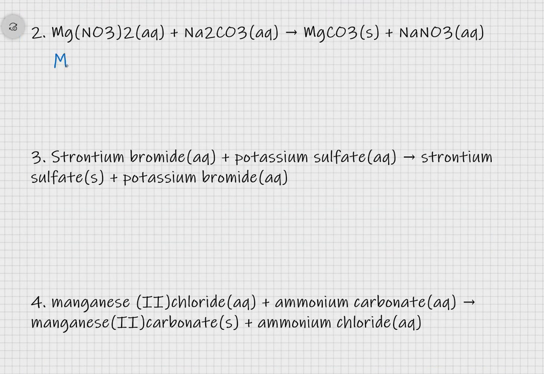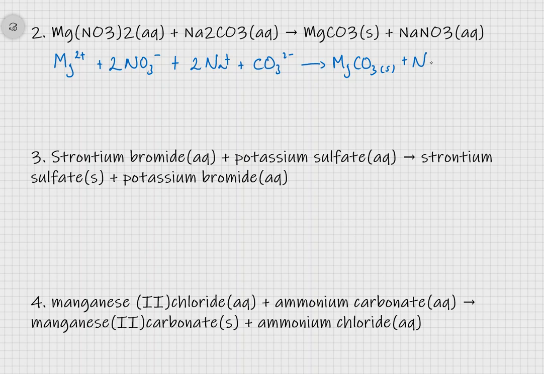Like for this first one, I'm going to do Mg 2 plus, 2 NO3 minuses, plus 2 Na pluses, plus CO3 2 minus. Now that yields MgCO3. That doesn't come apart because it's solid, so I'm going to keep that solid there, but NaNO3, sodium nitrate, is aqueous, so I'm going to break that apart. Now there's no reason to put aqueouses on these ions because they can't be ions unless they're in solution.